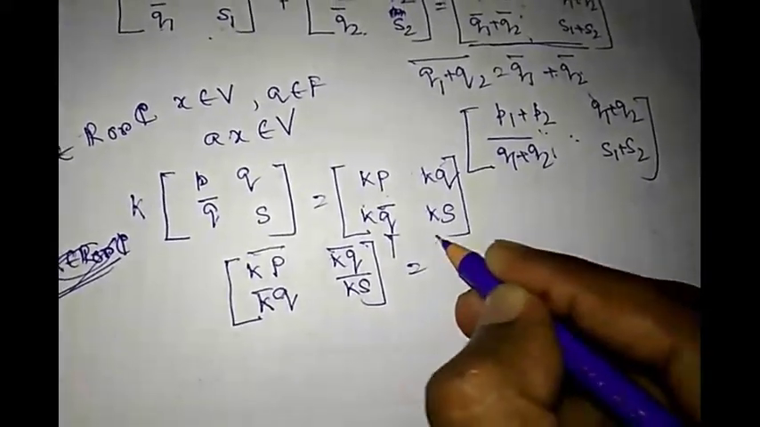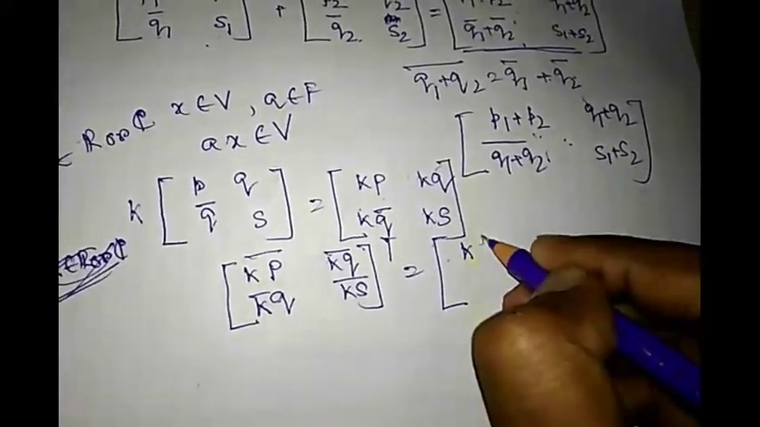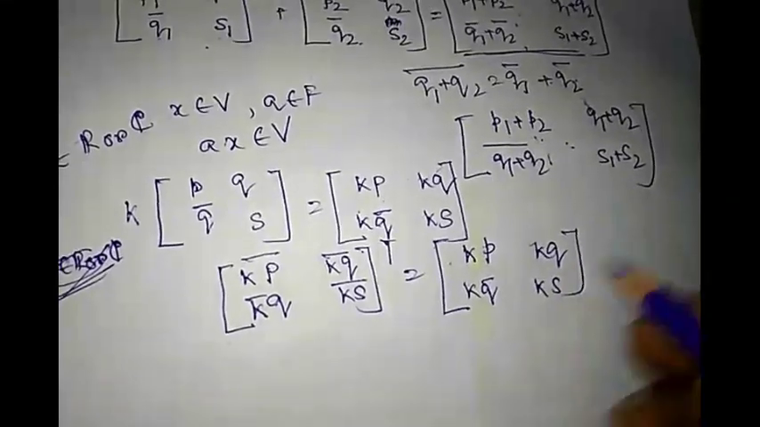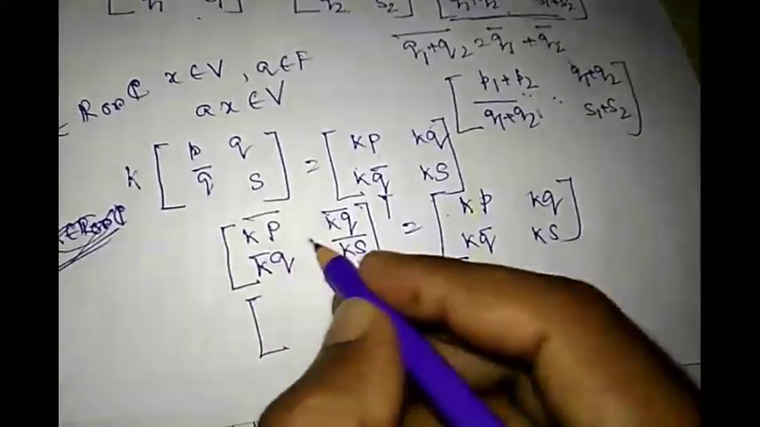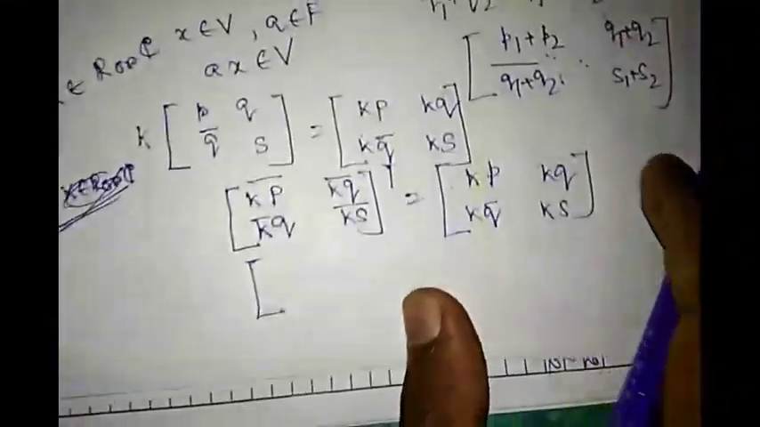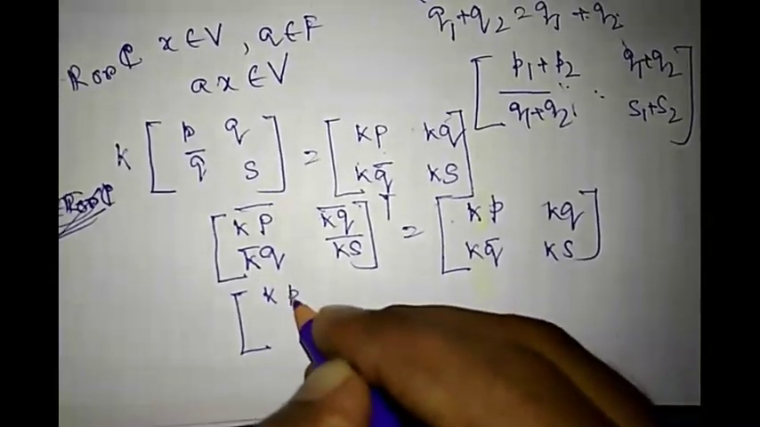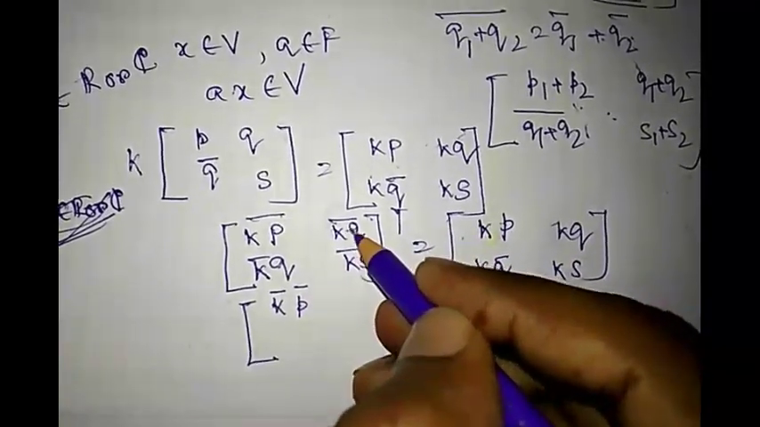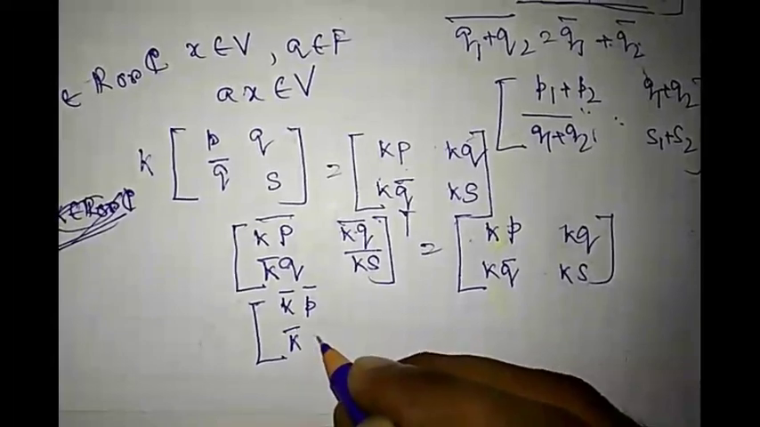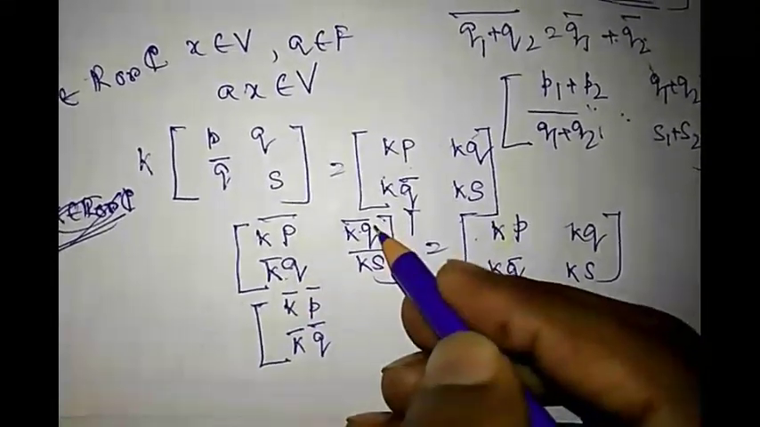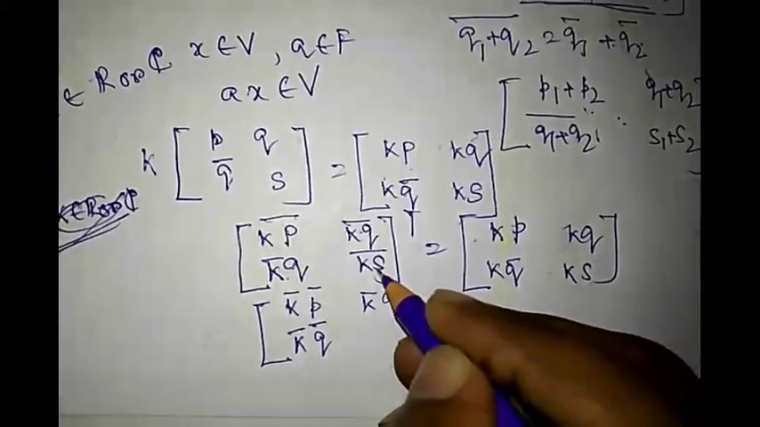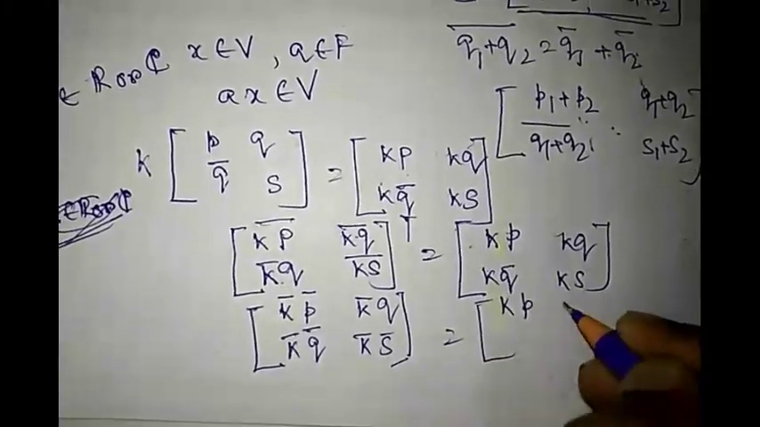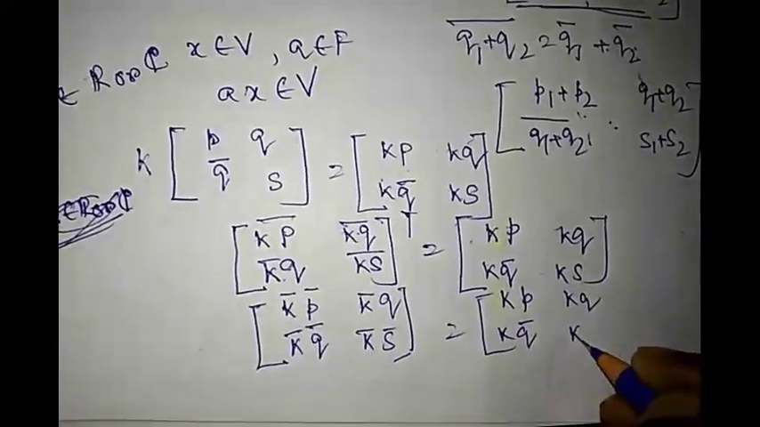Now we take the transpose. The matrix KP, KQ, KQ bar, KS, when we take transpose, gives K bar P bar, and K bar Q bar comes here, K bar Q goes here, and K bar S bar remains. So the transpose of the bar matrix is K bar P bar, K bar Q, K bar Q bar, K bar S bar, and this must be equal to KP, KQ, KQ bar, KS.